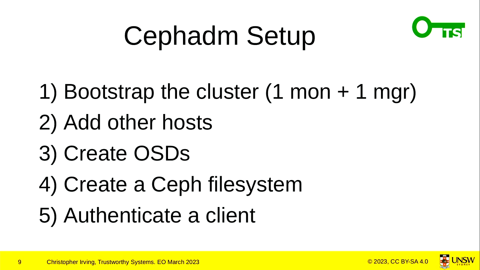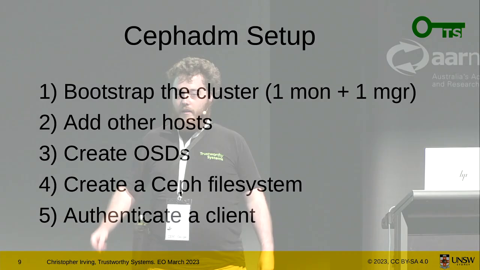If you're using CephADM, then making a Ceph cluster looks something like this. One, you tell CephADM to bootstrap the cluster, which means it's going to create a single monitor, a single manager, and some configuration and authentication information. That bootstrapping happens on one machine. You then have to connect other hosts up to it so that the cluster can start spreading. Third, you take all the devices you want to actually use for storing things and create an OSD on top of each of them. Then you tell the Ceph cluster to create a file system, and it'll use those OSDs to get the storage it needs to put that file system on.